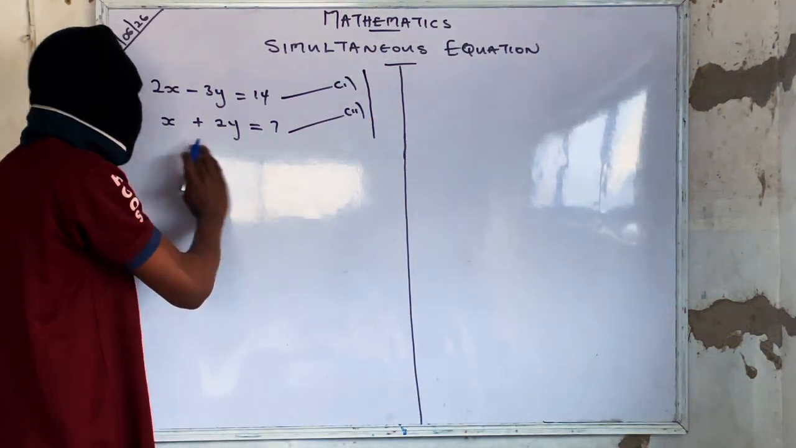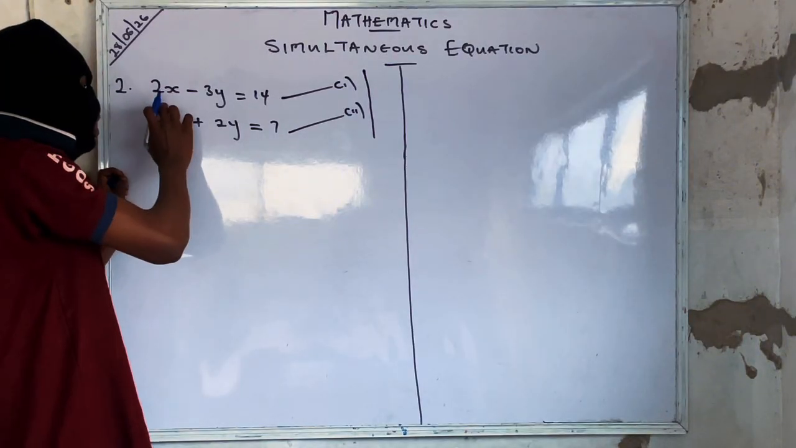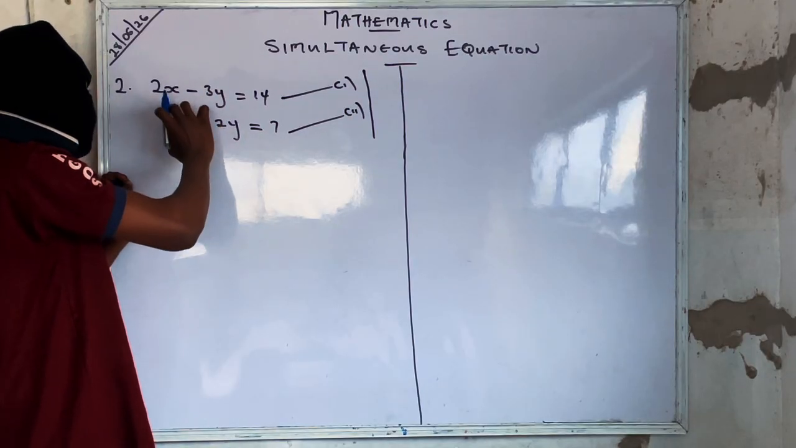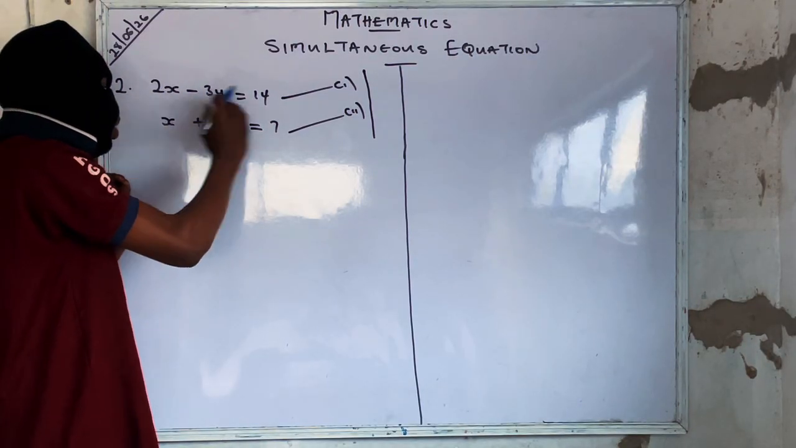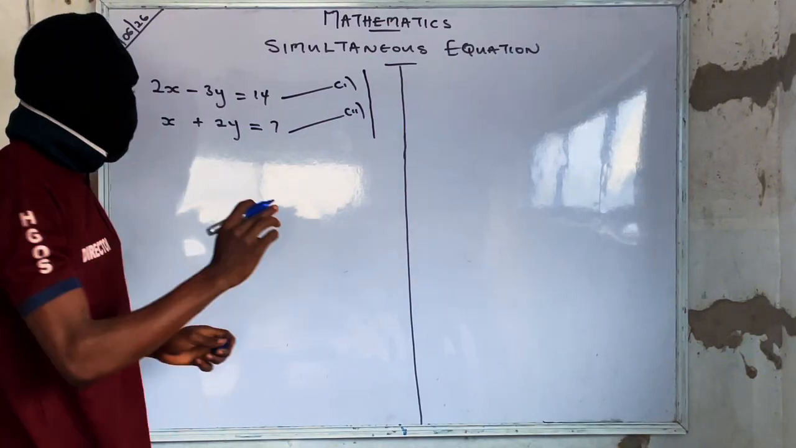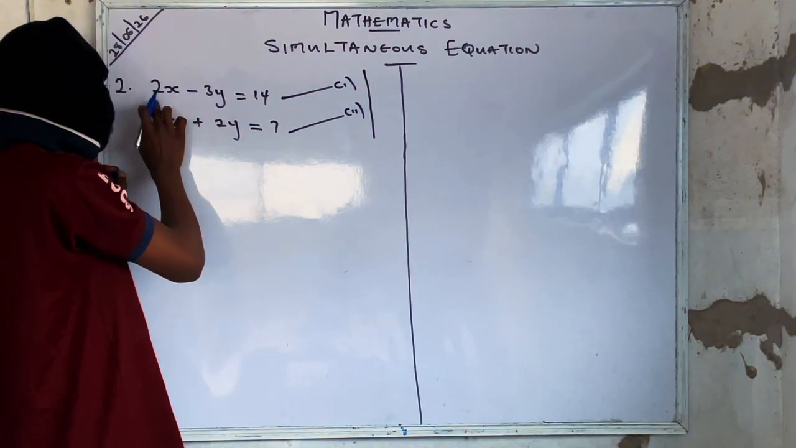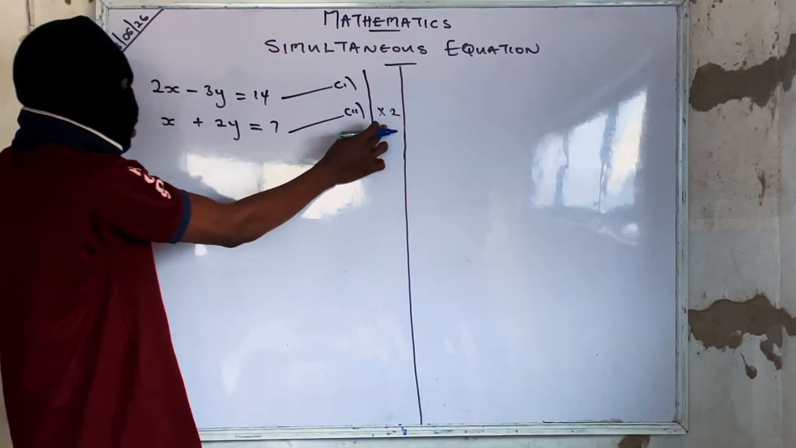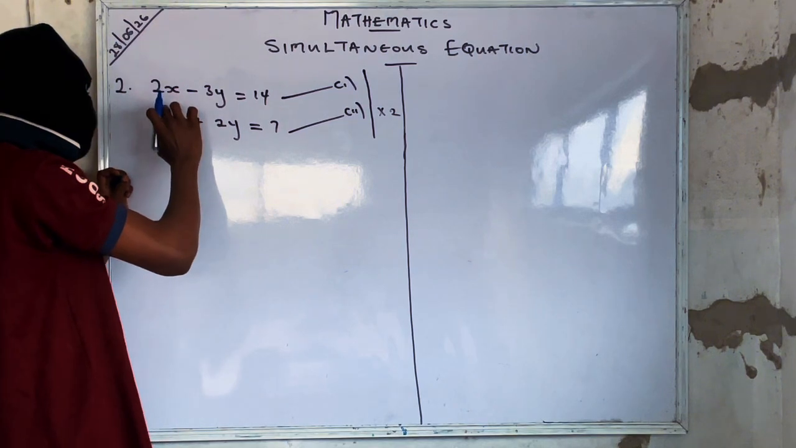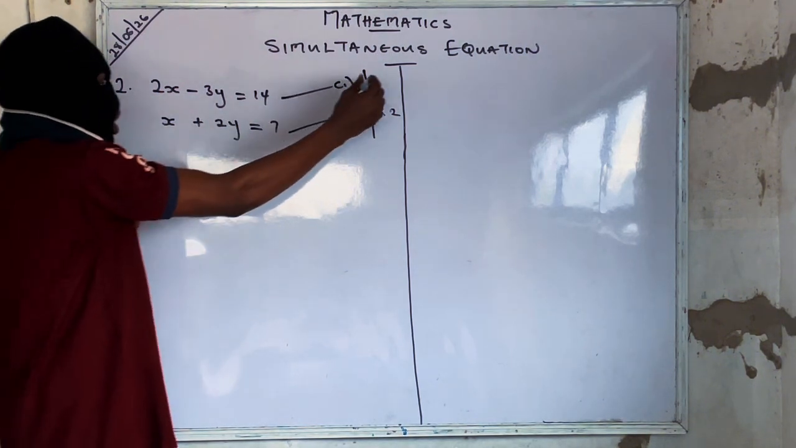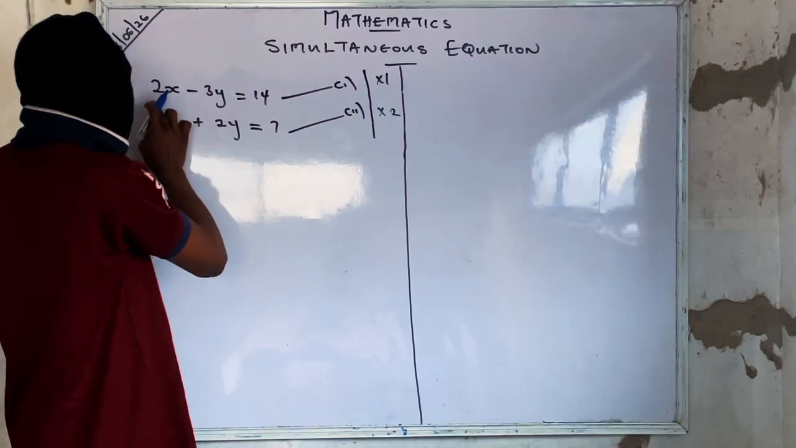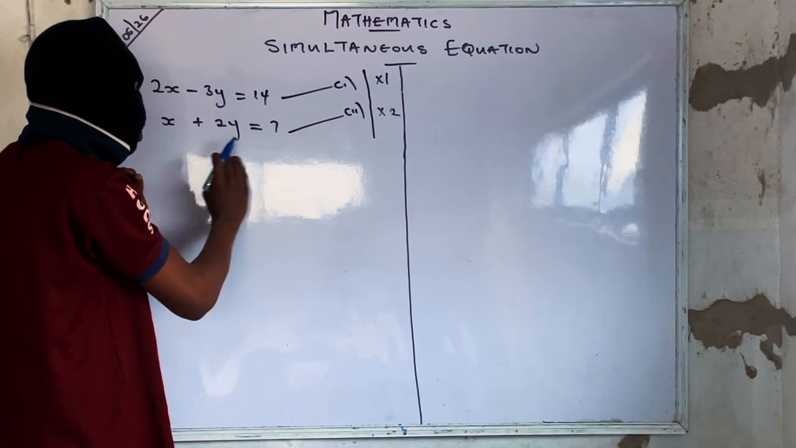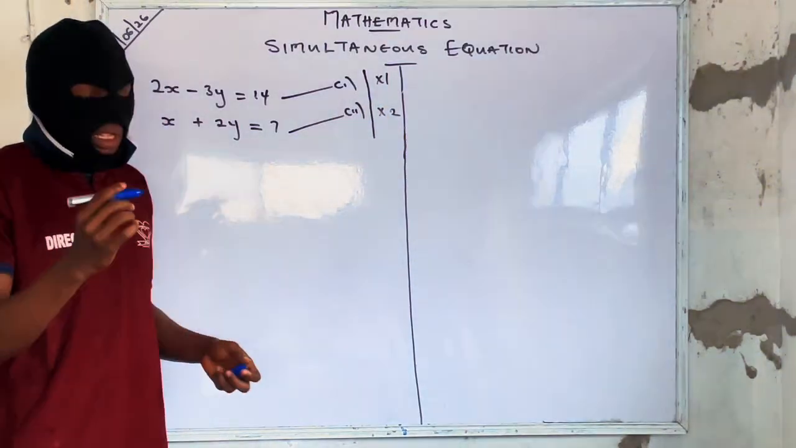You are going to multiply equation 1 all through with the coefficient of x in equation 2, and multiply equation 2 all through with the coefficient of x in equation 1. This is what I'm saying. Coefficient of x in equation 1 is 2. Then you are going to write times 2 here. You can see that is for equation 2. And the coefficient of x in equation 2 is 1. You are going to write times 1. So it means you are multiplying equation 1 by 1, and you are multiplying equation 2 by 2.